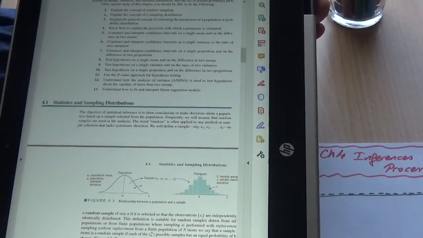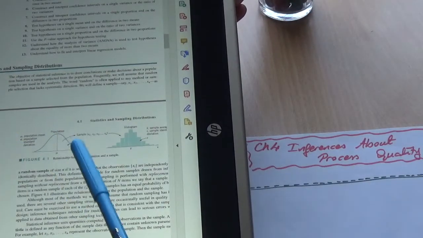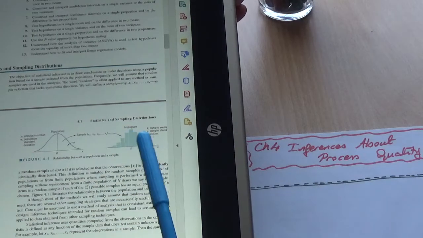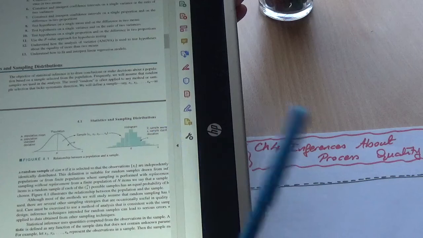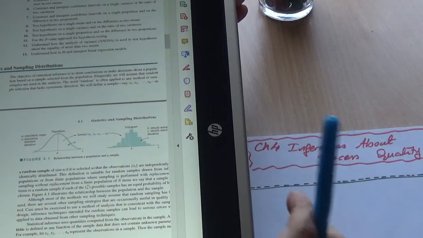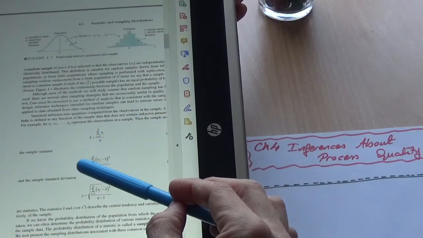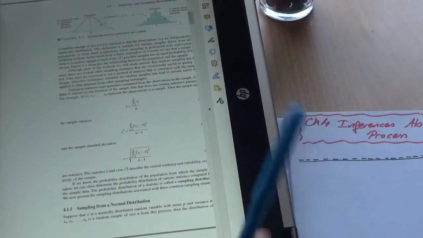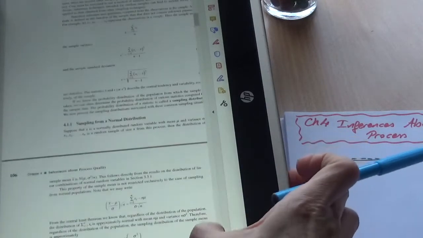Statistics and sampling distributions. Here it shows the population distribution, and we will take a sample that we form a histogram, just look like a normal distribution. So the average is divided by n, but the sigma square is divided by n minus 1. We may show it again.